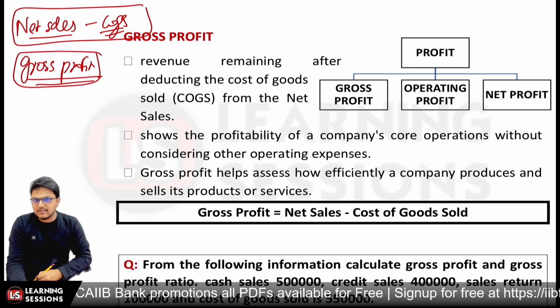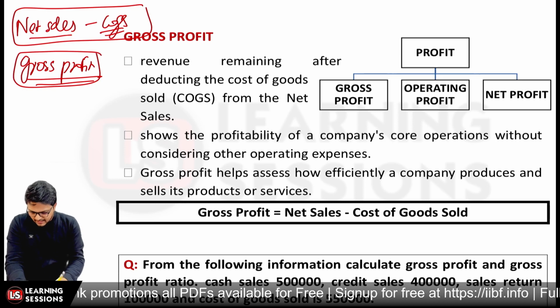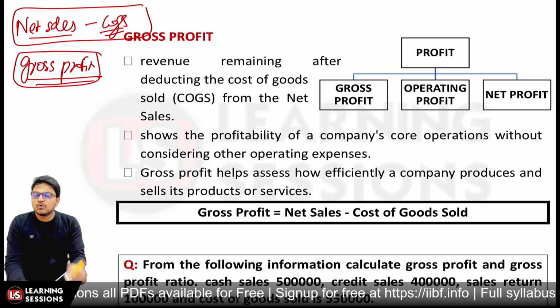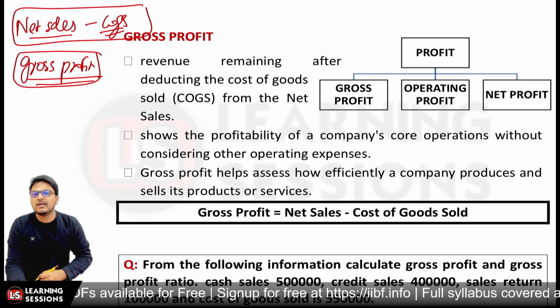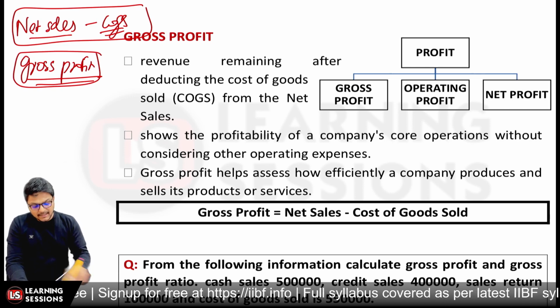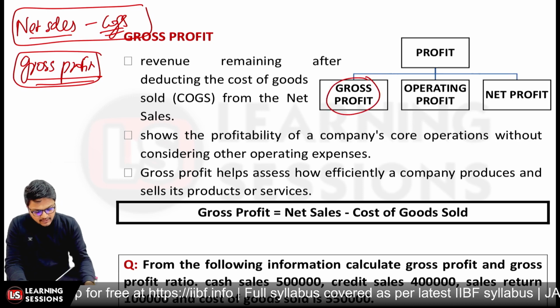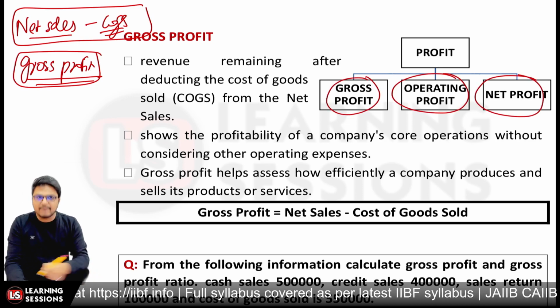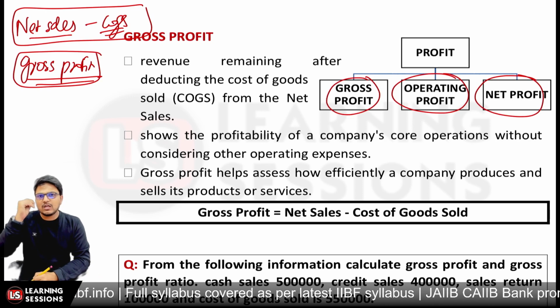And what do you mean by net sales? It may be the case that we have made gross sales and further there were sales returns. So what will be net sales? That will be gross sales minus the returns, right? And profit can be divided into three parts. We have the gross profit, the operating profit, and the net profit, right? So first of all, we are talking about the gross profit.